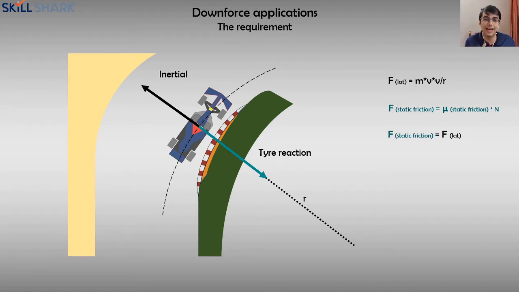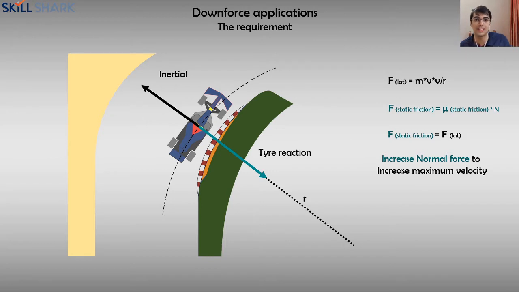So let's say in that limit scenario, you have Fs equals F lat, okay, and here Fs is the limit of static friction. If you increase the normal force, the limit of static friction increases, meaning you can get more grip through a corner, you can go through a corner faster. And the only other variable on the lateral force is the velocity.